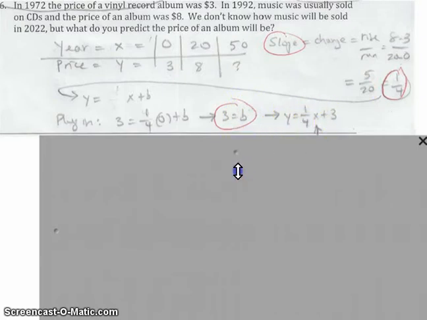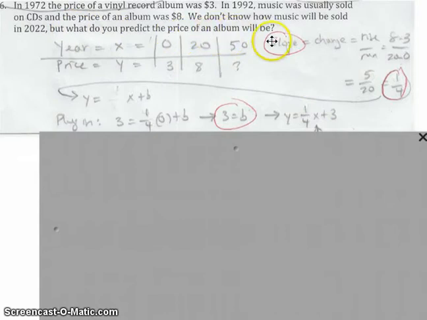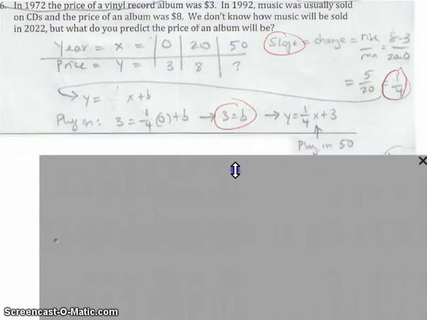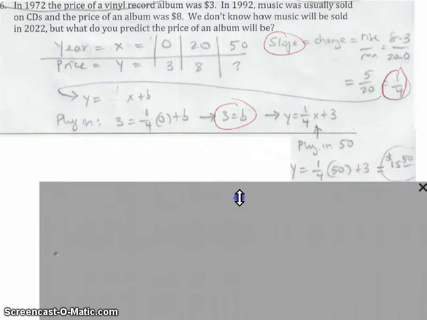I'm not sure what else that arrow could be pointing at. Oh, yes. I'm sorry, I wasn't asked for the equation. Silly me. I was asked, what do you predict the price will be in year 2022? That's right. So now I plug in 50 for my year now that I have my equation. Well, 1/4 of 50 you might need a calculator to figure out, but it turns out to be 12 1/2.